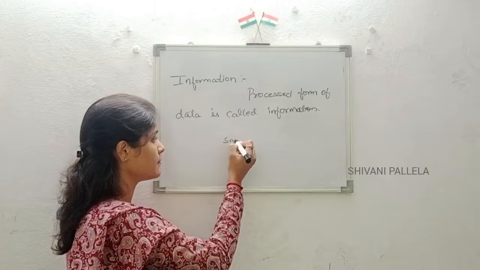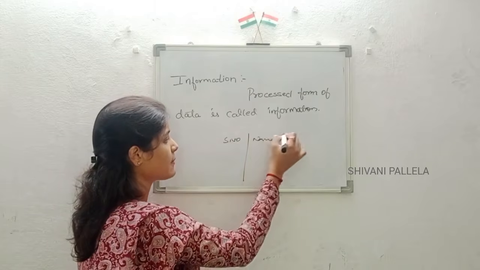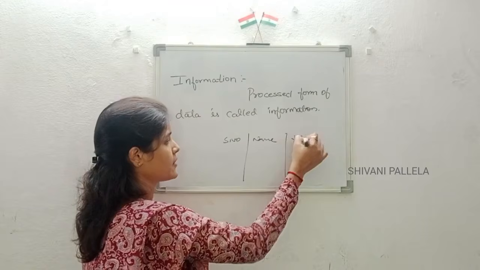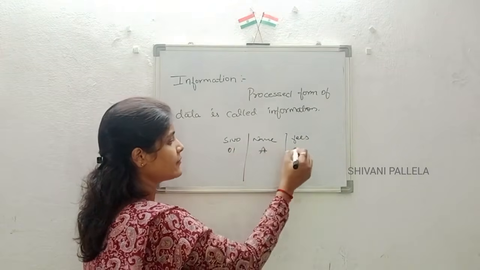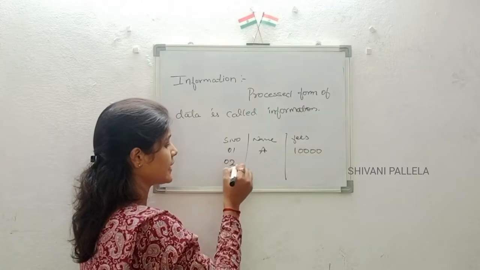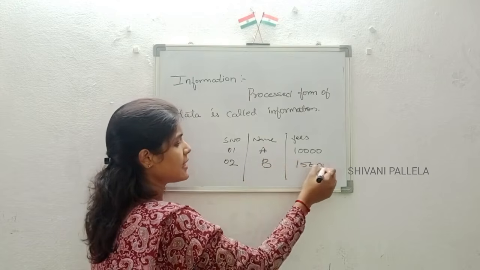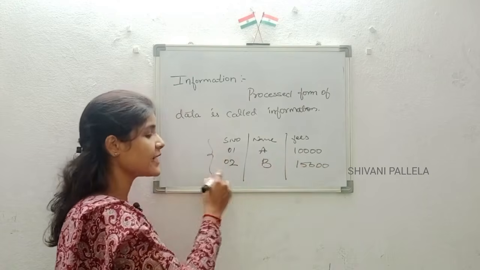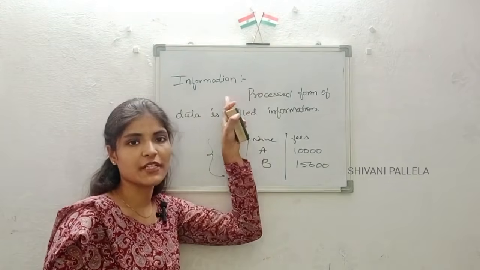For example, same previous example: hall ticket number, student name and fees. So hall ticket number is 1, her name is A and her fees is 10,000. Hall ticket number 2, her name is B, her fees is 15,000. Like this, we are arranging the data in such a format, which is known as information.